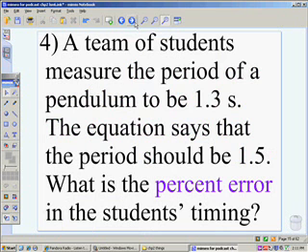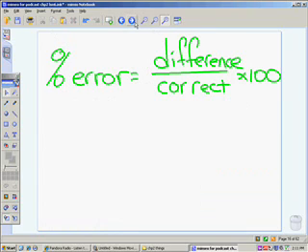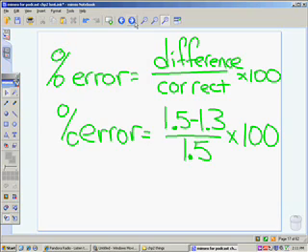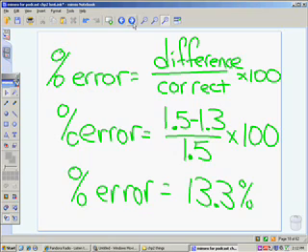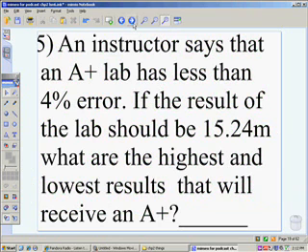So let's have an example here. A team of students measure the period of a pendulum to be 1.3 seconds. The equation says that the period should be 1.5 seconds. What is the percent error in the student's timing? So we use our equation again, difference over correct times 100. The difference is 1.5 minus 1.3. This is what the equation said it should be measured at, and the 1.3 is what the students actually did measure, and down at the bottom is the correct value from the equation work. So we get 13.3%.